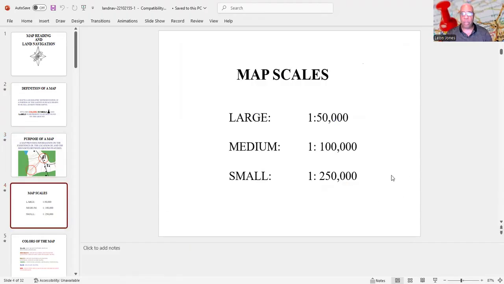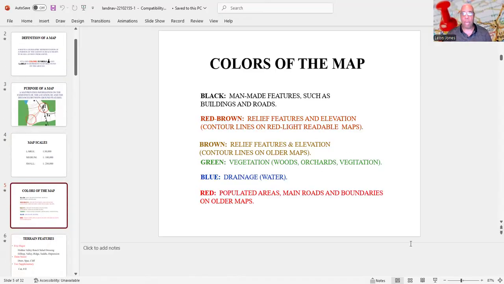Now, something you need to understand as well, maps also have scales. Your large is your 1 to 50,000. You have your medium, which is 1 to 100,000. Then your small is 1 to 250,000. Also, a lot of your maps use coordinates. Surveyors use maps. And what's important about a map is you need to understand the colors of the map.